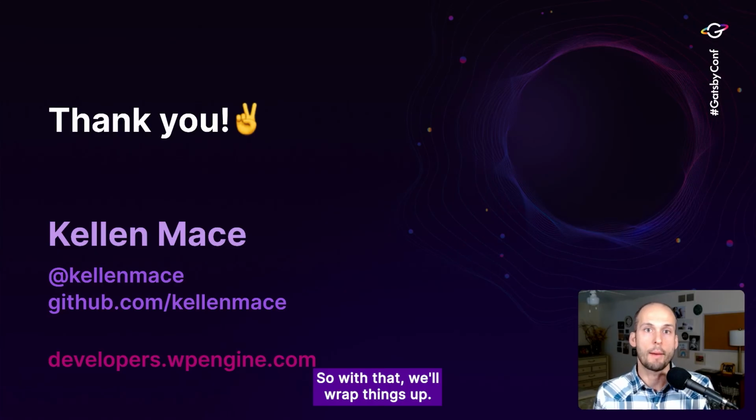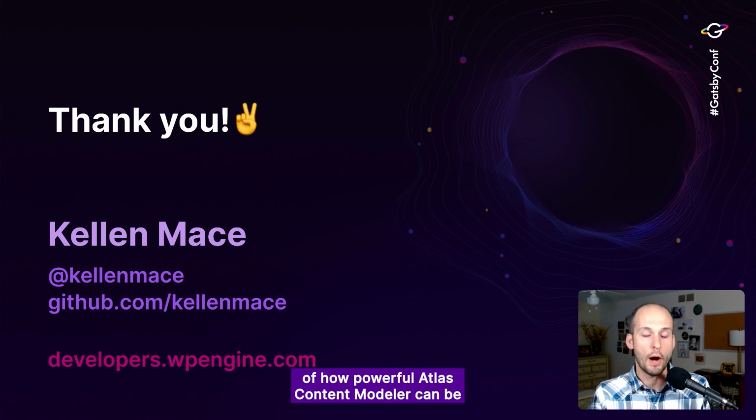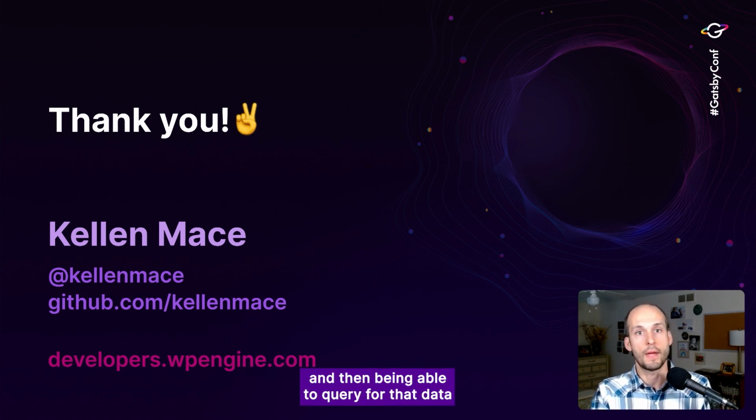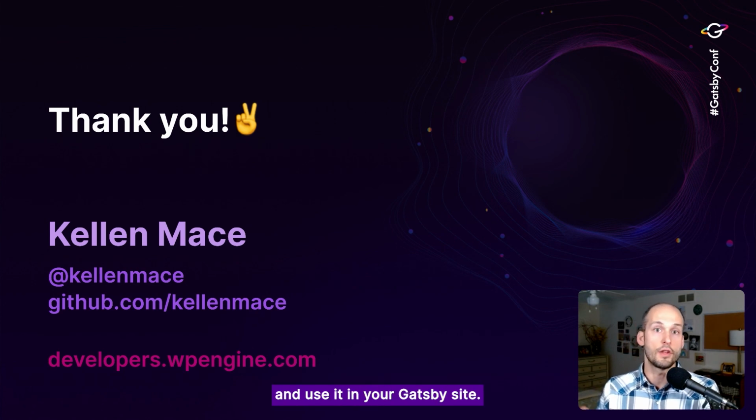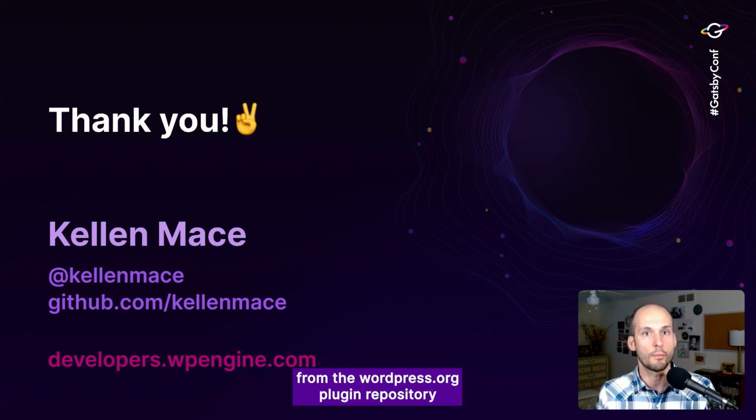So with that, we'll wrap things up. I hope this talk has given you a really good sense of how powerful Atlas Content Modeler can be for quickly creating custom content models and then being able to query for that data and use it in your Gatsby sites. If this is interesting to you and you want to check it out, be sure to download the plugin from the WordPress.org plugin repository and try it out today.